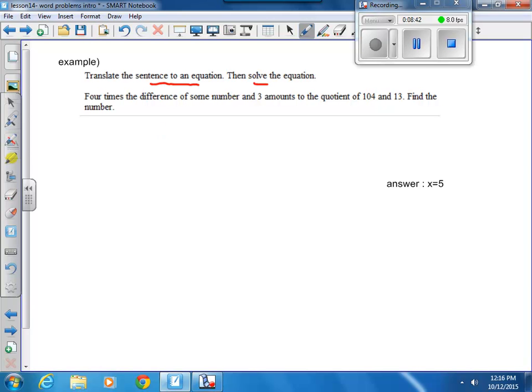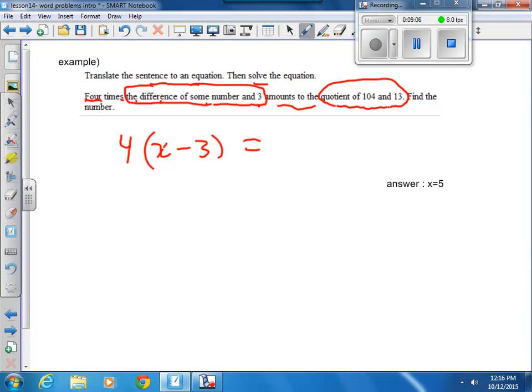Translate and then solve. 4 times the difference of some number and 3. Well, focus in on the difference of some number and 3. The difference of some number and 3. But you want 4 times that difference. See how I translated that? Amounts to, that means equals, the quotient of 104 and 13.